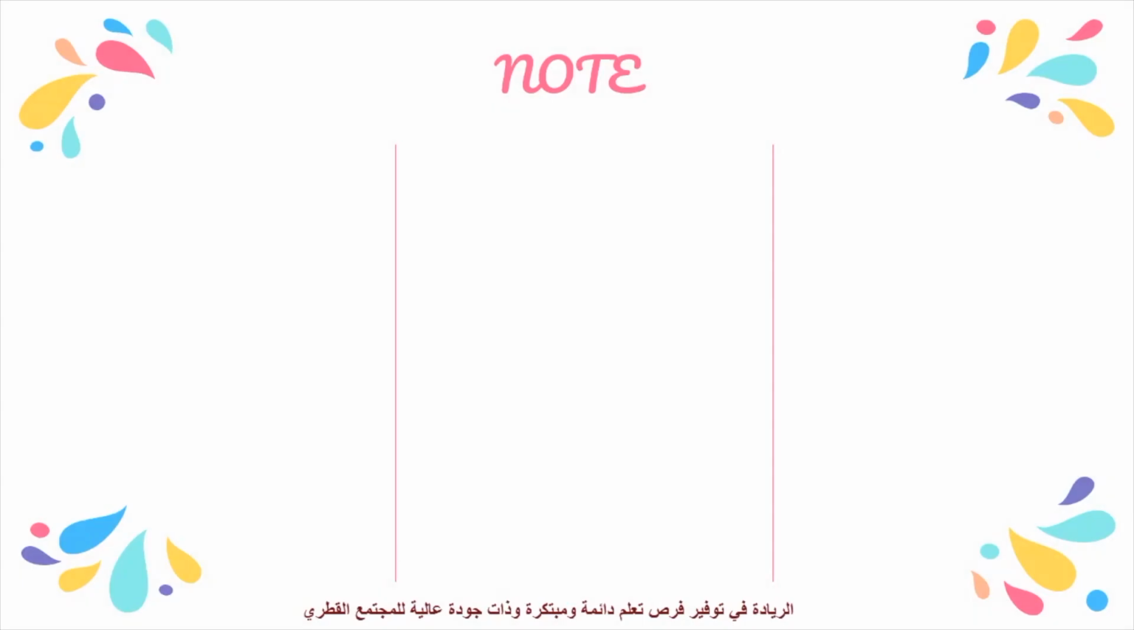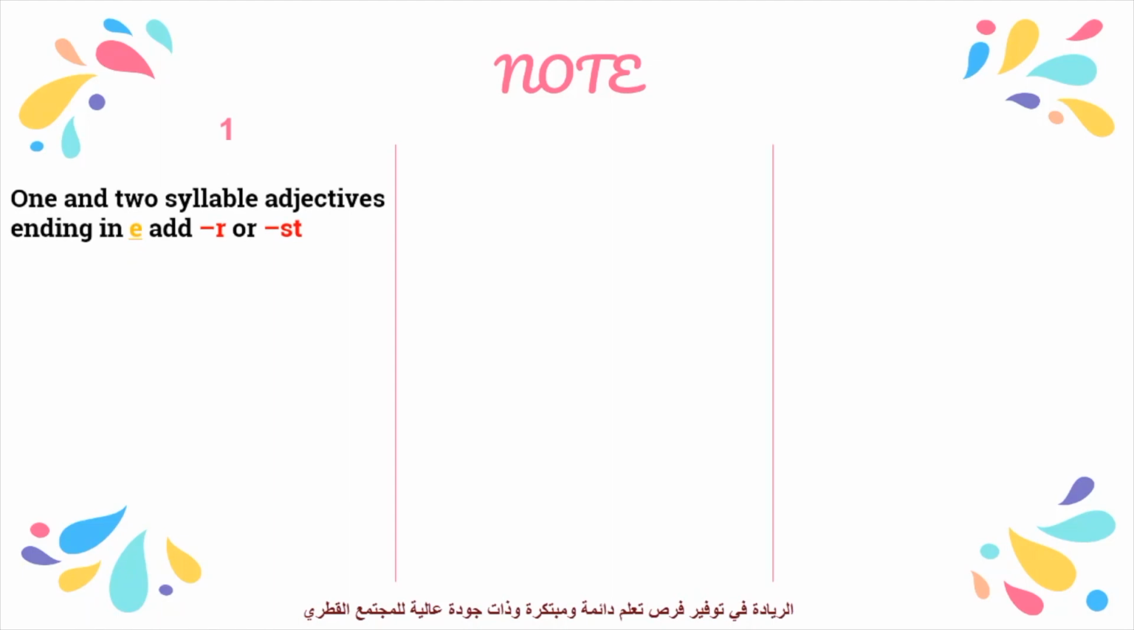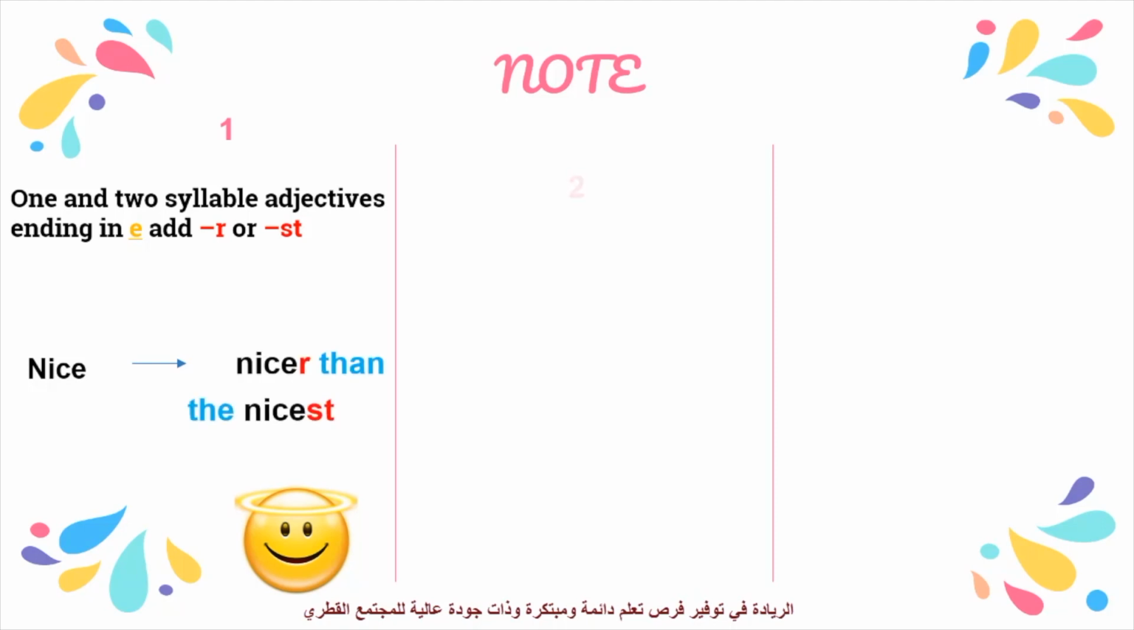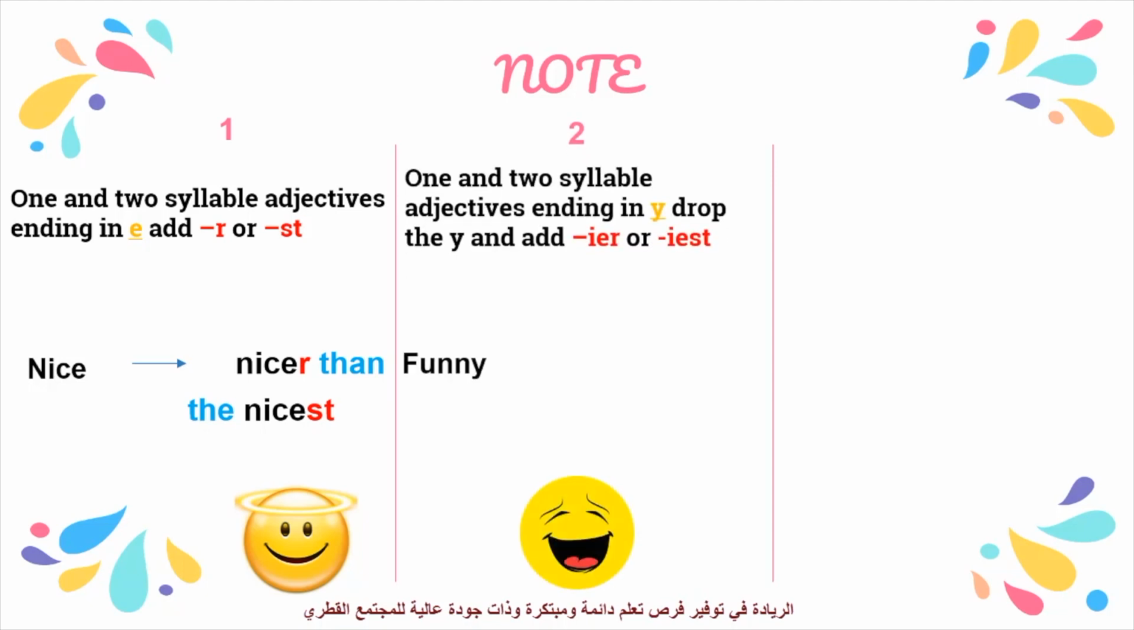Note that with adjectives that end in E, we just add R for comparatives and ST for superlatives. For example, nice becomes nicer than and the nicest. For adjectives that end in Y, we drop the Y, then add IER for comparatives or IEST for superlatives. For example, funny: here we drop the Y and add IER, funnier than, for comparatives, or the funniest for superlatives.